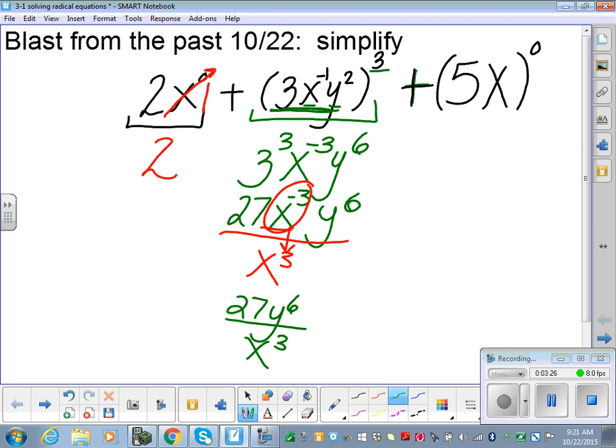Oh, we're not done simplifying. I'm just saying, do you have any questions on this piece? Okay. All right, and then let's continue to simplify.